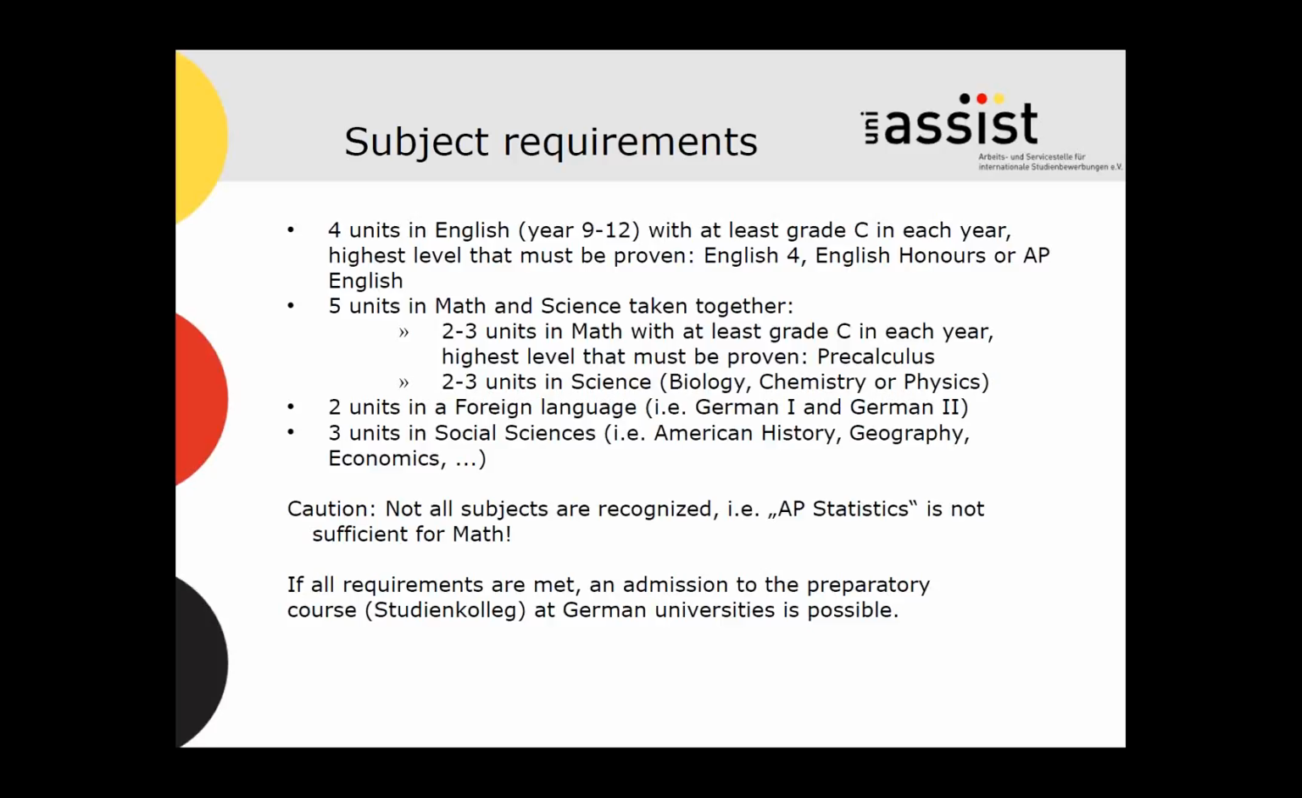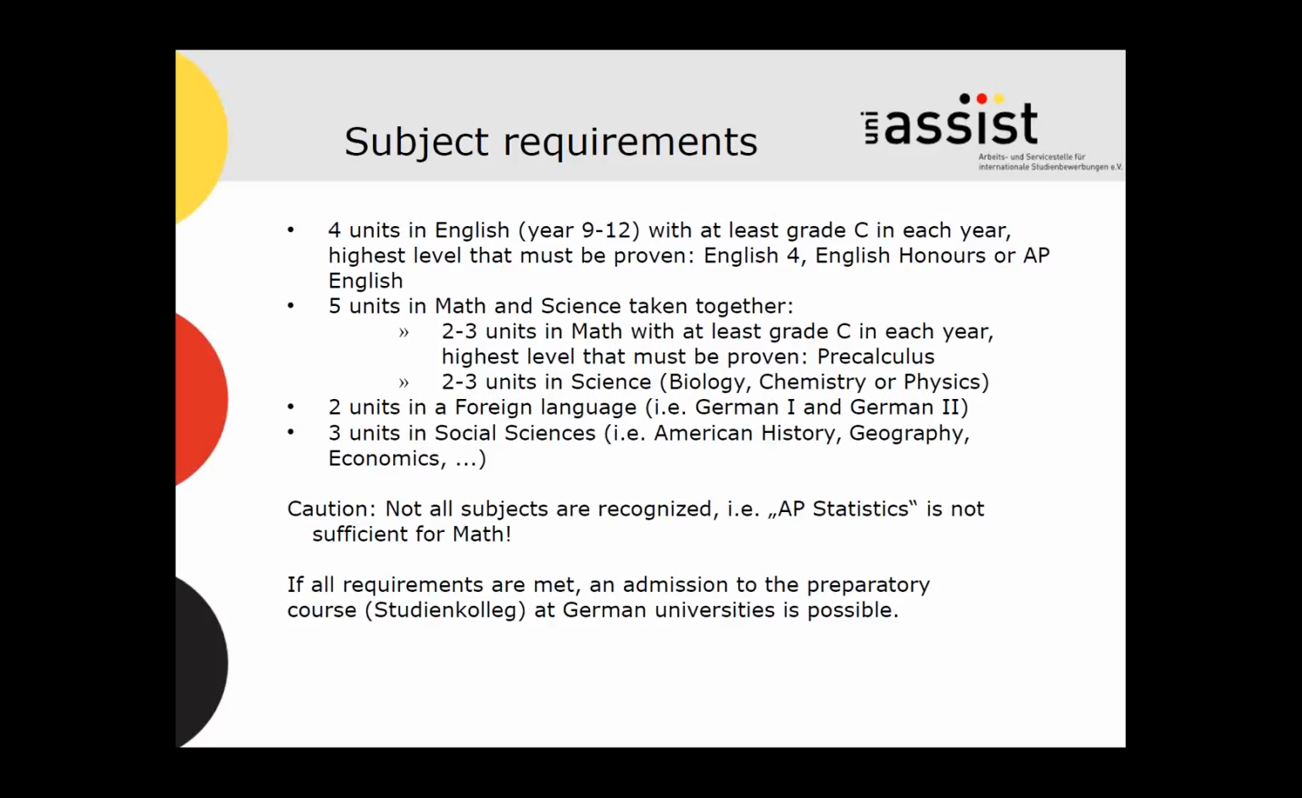And finally, we also need 3 units in social science. It can be American history, world history, geography, economics. As mentioned, not all subjects are recognized. For example, AP statistics cannot be taken into consideration as math. Or, for example, environmental studies cannot be taken into consideration when it comes to biology.